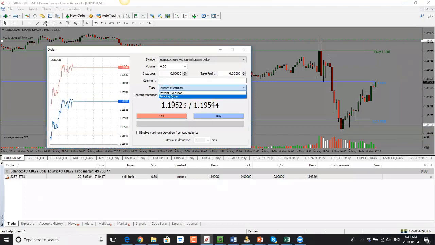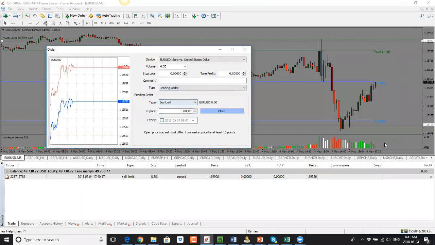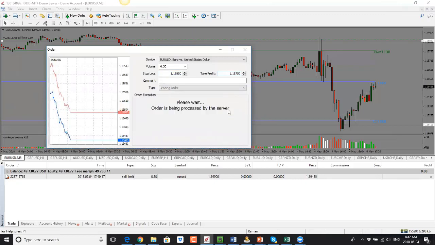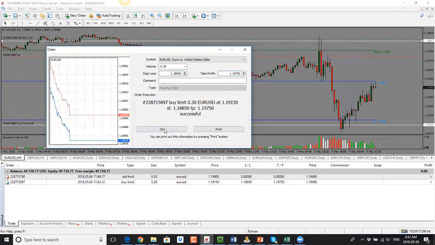So you can say pending order, buy limit, and let's say if price goes into the bottom, so into 1.1915, you want to buy. And then here we go. So you have a pending, and this is where you would put your stop. So let's say 1.1885 was your stop, and let's say you wanted it to go up, and 1.1975 was your take profit. You can enter that right there, and now it will give you the confirmation.